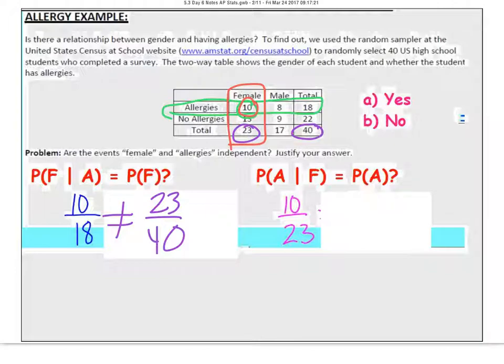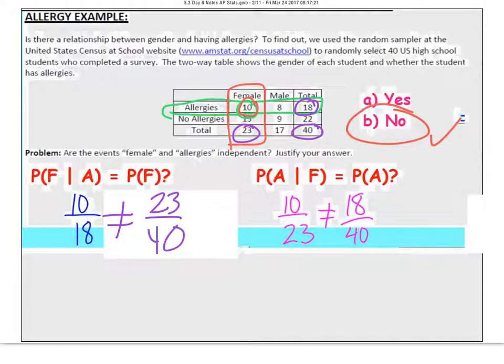Now, what's the probability I have allergies? Well, for everyone in the group, the probability you have allergies is 18 out of 40. These are not equal to each other. Therefore, again, are the events independent? No, they're not. There is some dependency between these two events.